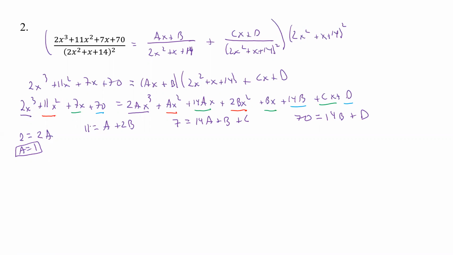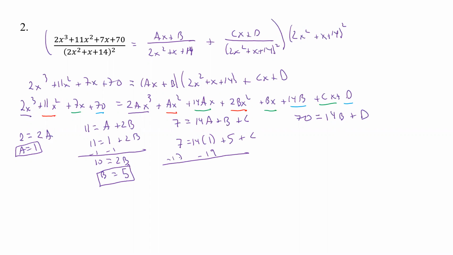Okay. Well, with a equals 1, 11 equals 1 plus 2b, minus 1, 10 equals 2b, so b equals 5. So we have b and we have a. We can solve for c. So 7 equals 14 times a, which was 1, and then plus b, which was 5, plus c. So that's going to be 14 plus 1 is 15, so that's going to be 19 minus c. So c is equal to 7 minus 19, which is going to be negative 12. So a pretty big negative number. So that's something different we haven't seen.